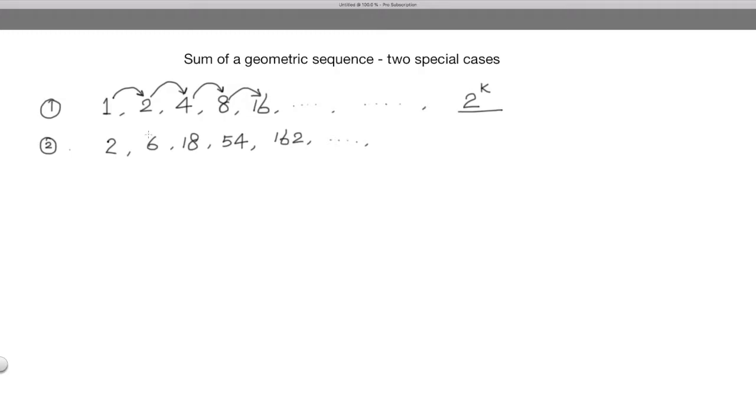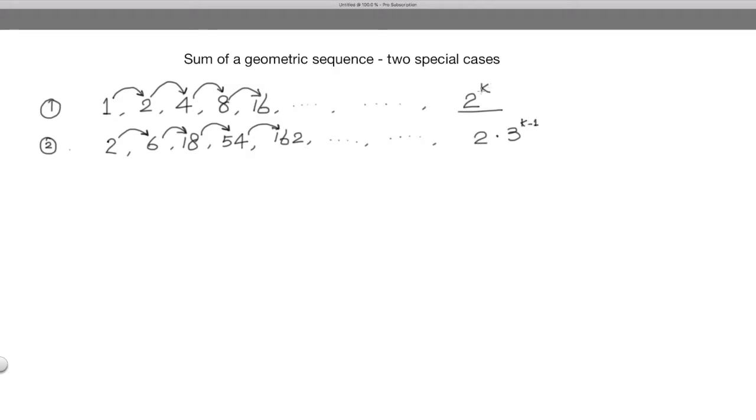If you take the ratio of the next term over the current term, you see the pattern is that the ratio is a constant. 6 divided by 2 is 3, so 2 times 3 equals 6. 6 times 3 equals 18. 18 times 3 is 54. 54 times 3 is 162, and so on. And for this sequence, the general term looks like 2 times 3 to the power k minus 1.